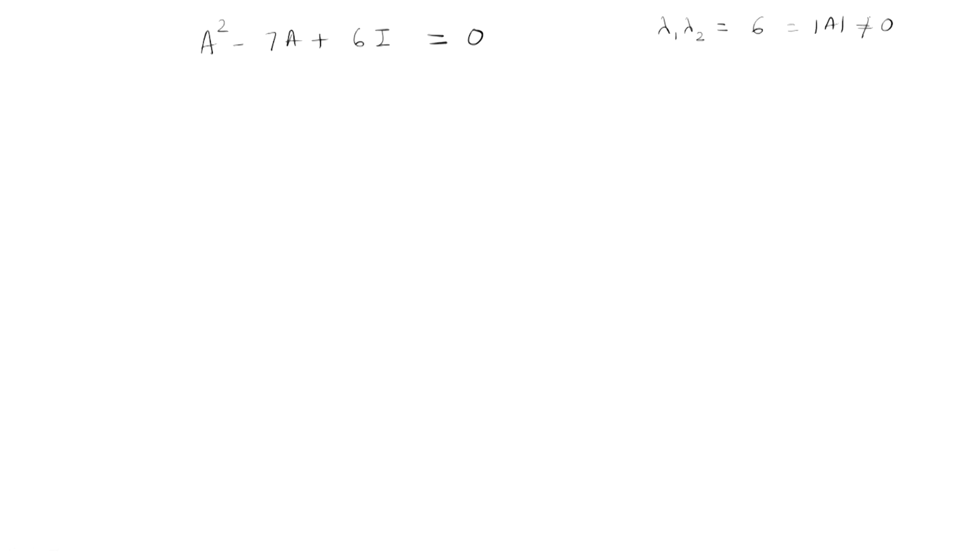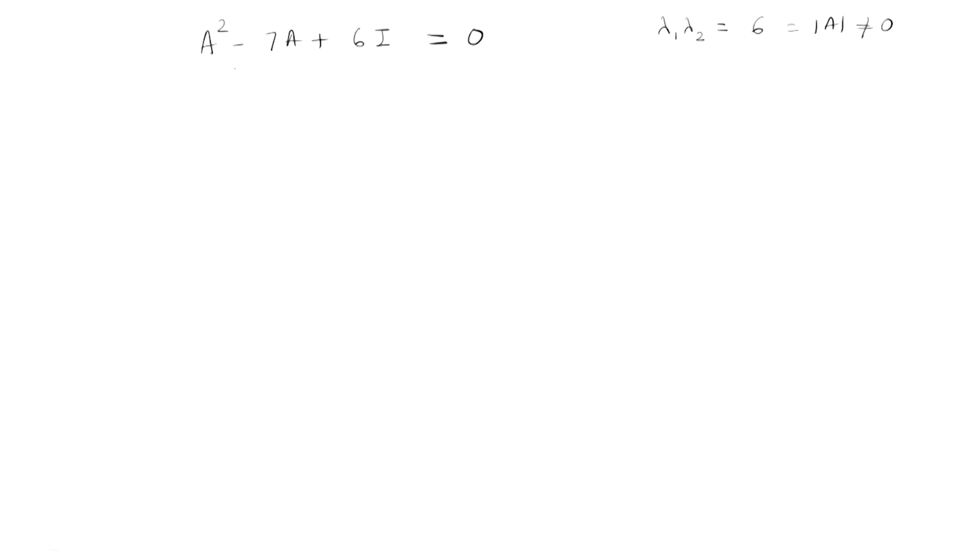First we have to get the surety that inverse exists, and for inverse to exist, the matrix must be invertible, I mean non-singular. For that, determinant must be non-zero, and from here the product of eigenvalues is 6. So, we can say that determinant is not equal to 0. So, A inverse exists. Now, how to find A inverse?